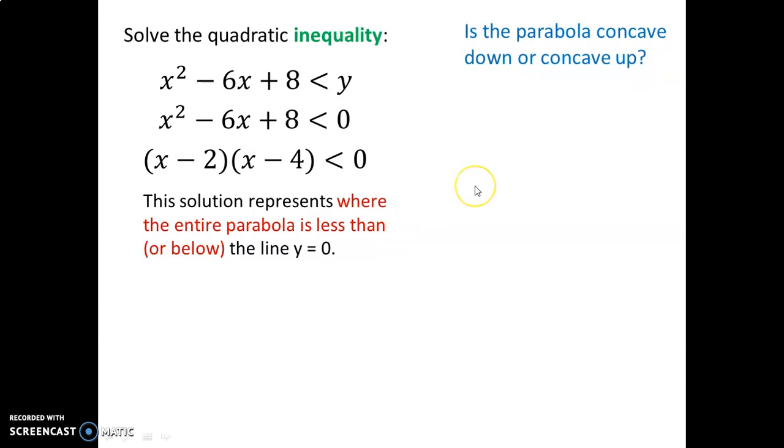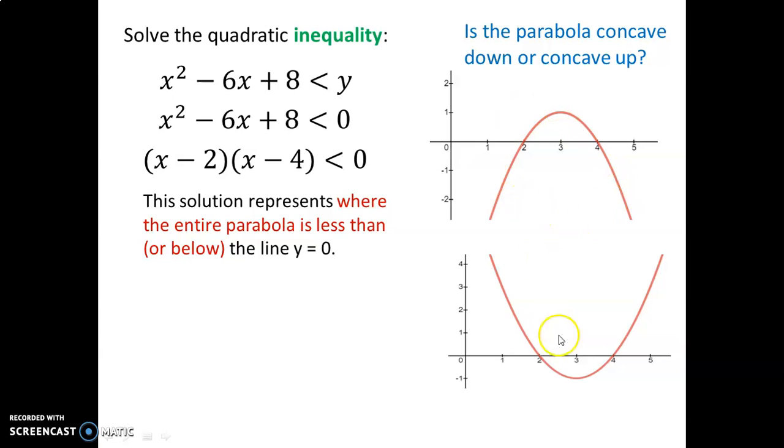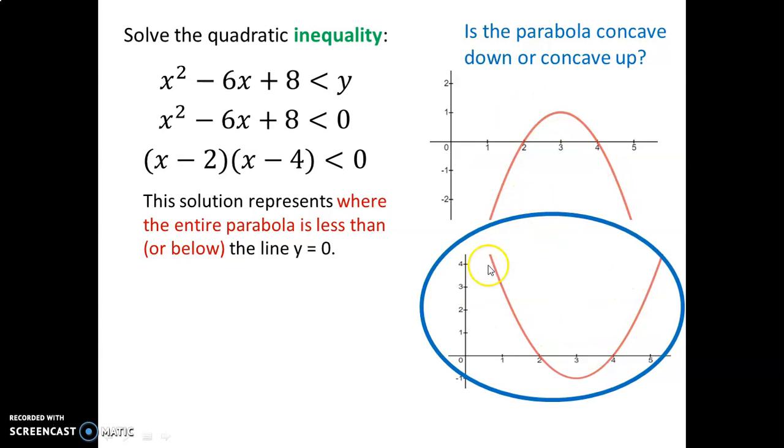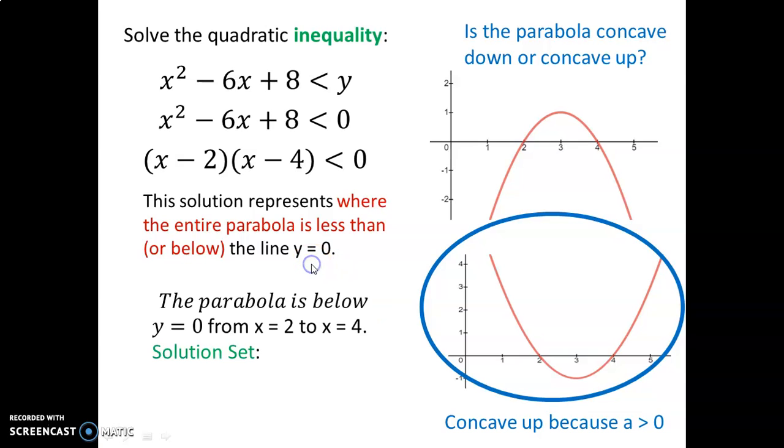Okay. So graphically, we can also think about it this way. It's important to remember concavity. So is this parabola concave up or down when you look at this? Well, we know it can either be like that or like that. And we know in this case it's concave up because a is greater than 0. So the a value is greater than 0, so it looks like this. And that's important to consider when we do these ones. Okay, so when is this parabola less than the line y equals 0? The parabola is below y equals 0 from 2 to 4.